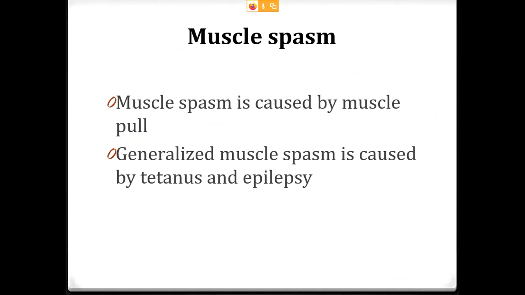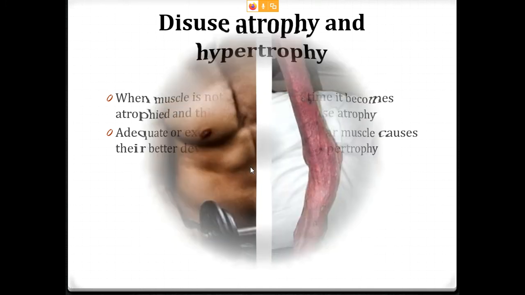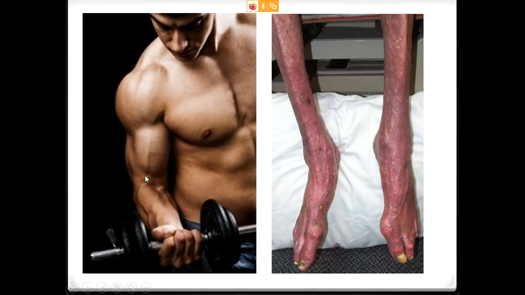Okay, so muscle spasm is caused by muscle pull. Generalized muscle spasm is caused by tetanus and epilepsy, meaning fits. Then disuse atrophy and hypertrophy. When a muscle is not used for a long time, it becomes atrophied and thin. This is called disuse atrophy. Adequate or excessive use of a particular muscle causes better development and even hypertrophy. Let us see this. Here this person is using his muscles more, called hypertrophy. And here you can identify atrophied muscles. If you don't use your muscles, they will become atrophied. If you use them more, you will become hypertrophied.